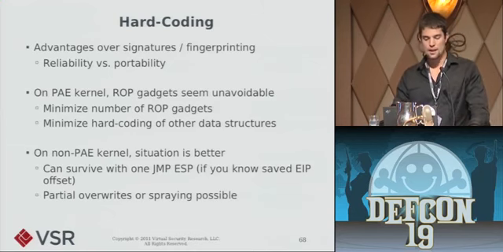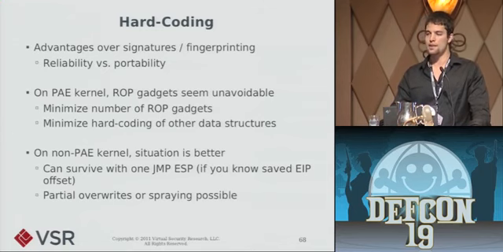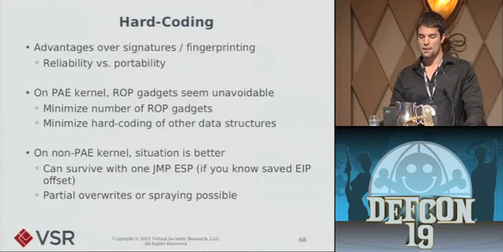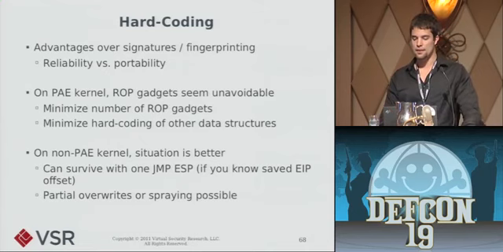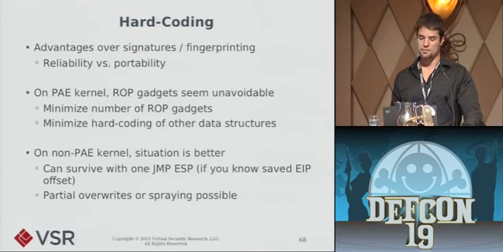On a physical address extension kernel like the one I targeted, it seems mostly unavoidable that you have to use ROP. So the goals here are really just to minimize the number of ROP gadgets that you use and minimize the amount of hard coding of other data structures that you have to do. If you're running a non-PAE kernel, the situation is much better. You can actually just get by with a single known instruction, like a jump ESP instruction, for example, because you can jump right into the stack because it's executable.